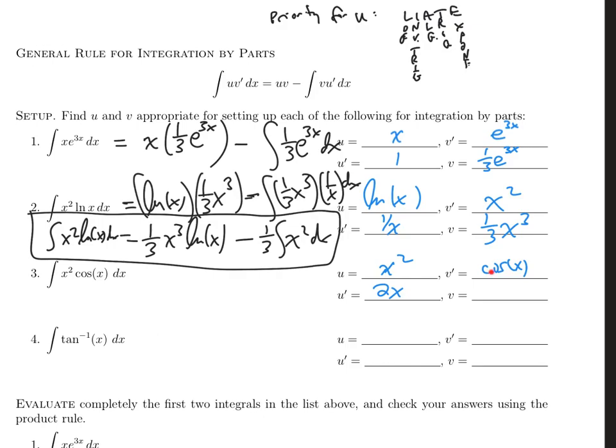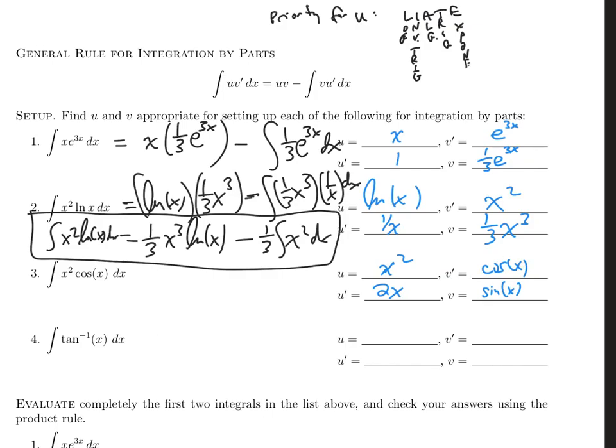We know the derivative of cosine is negative sine, but that's not what I'm trying to do. I know v prime is cosine and I want v. So that's an antiderivative step. The antiderivative of cosine is sine, positive sine. So the derivative of sine is cosine.